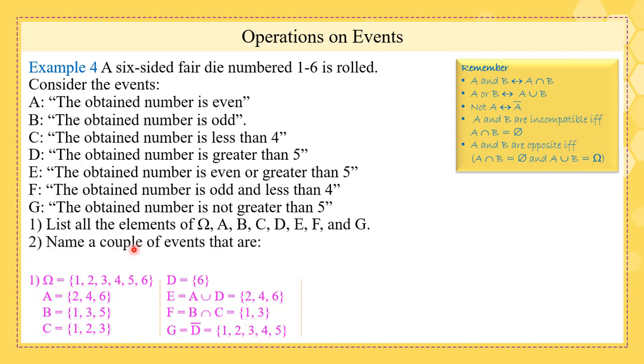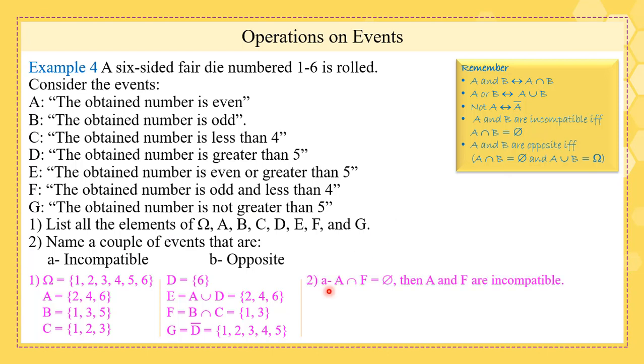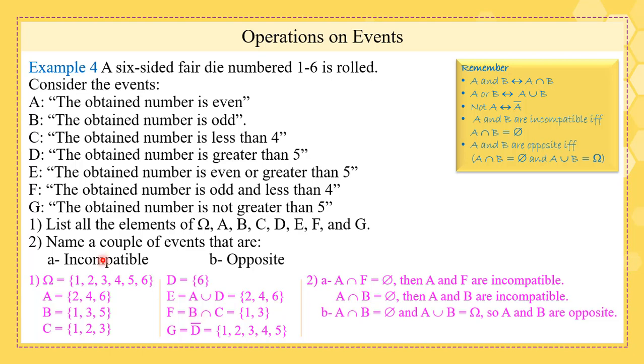Now let's continue. Name a couple of events that are incompatible. Incompatible means that their intersection is phi. So we could have, for example, the couple A and F, and we could have A and B, and we might have other couples. Now name a couple that are opposite. We can see that A intersection B is phi, even and odd, and their union is omega, so they are opposite. And you can also see that D and G, this is 6 and this is numbers from 1 to 5, is phi, and their union is omega.